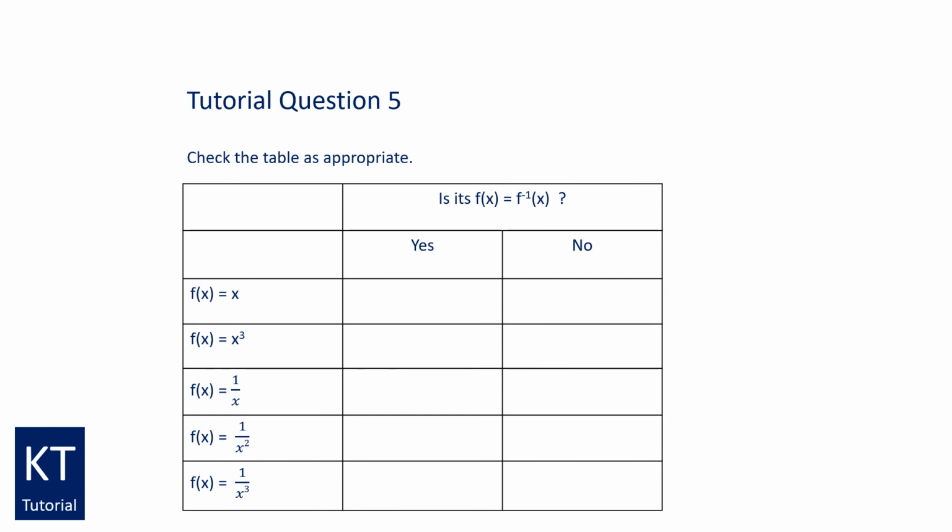Now on to tutorial question 5. Check the table as appropriate. For the question, only for the functions f(x) equals x and f(x) equals 1 over x, you would see that the value of f(x) is equal to its inverse function. For all the rest in the question, it is not.